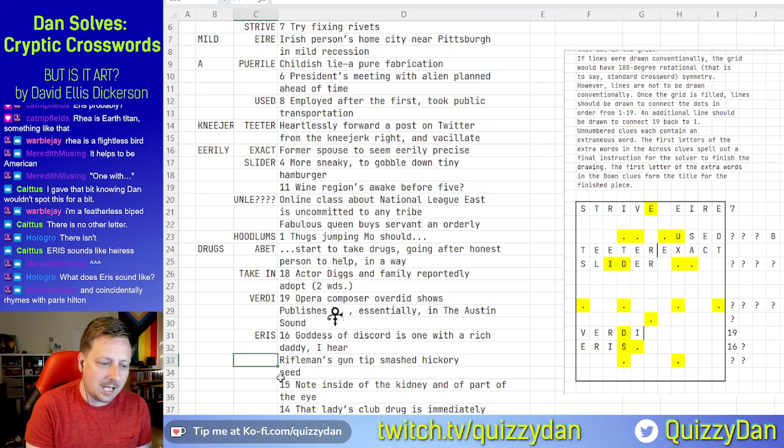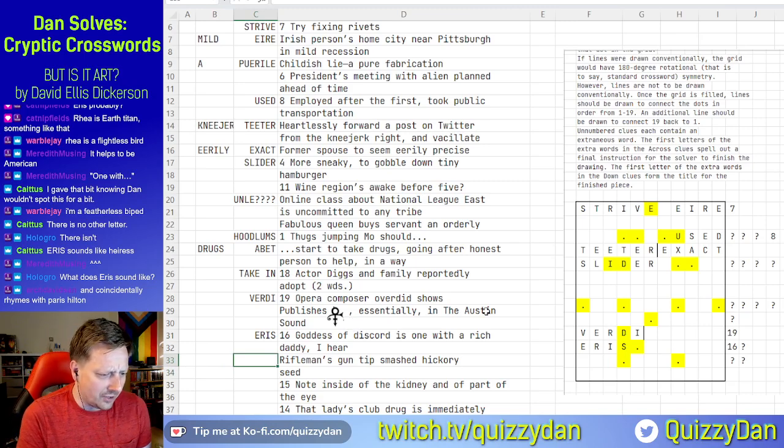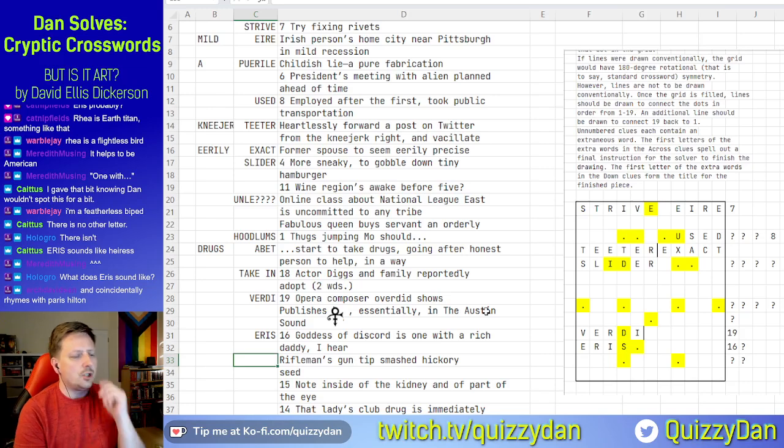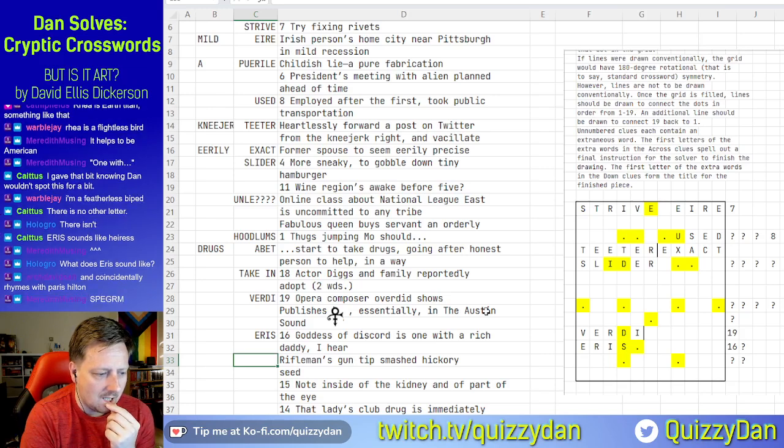Rifleman's gun tip. Smashed hickory seed. I feel like hickory is extraneous. Rifleman's gun. It's just a rifle, isn't it? Gun tip is G and smashed seed. Is it sort of sedge? Rifleman's tip could be R.